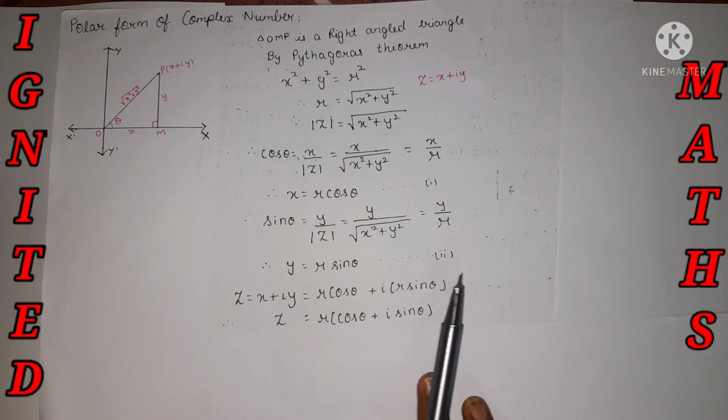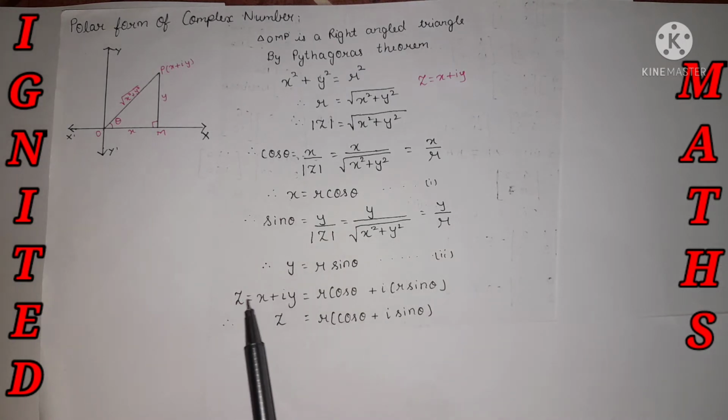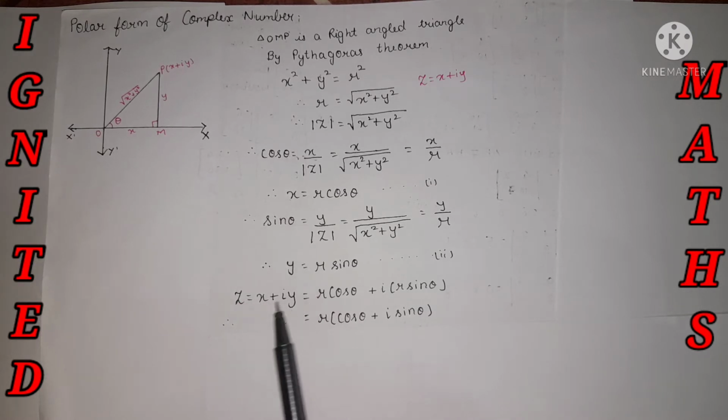So it's nothing but z, the complex form of the number, x plus iy. Just put the values, where x is equal to r cos theta and y is equal to r sin theta. The r is common, so take it outside, and we will be getting the polar form of the complex number. Yes, this is nothing but the polar form of the complex number.